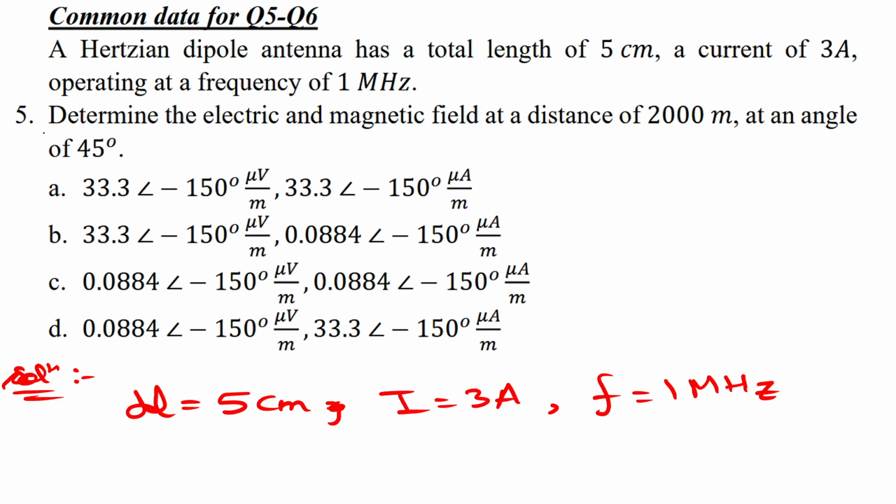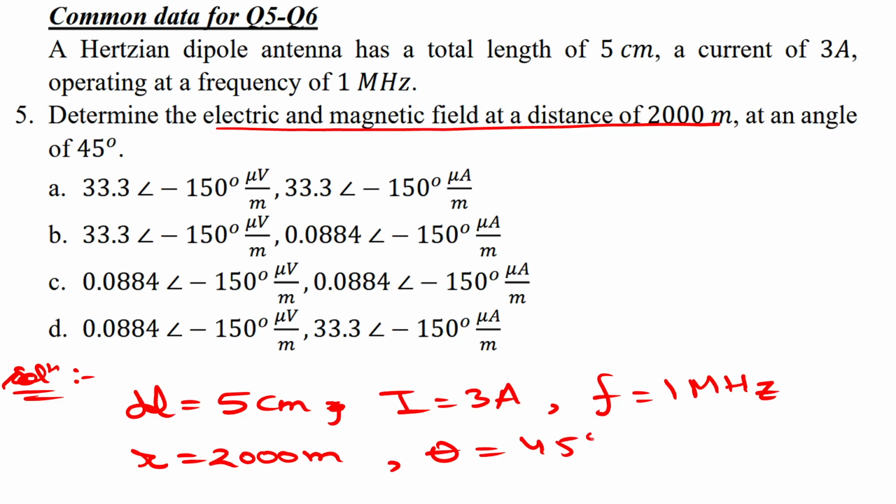And in question 5 we have to determine the electric and magnetic field at a distance of 2000 meters at an angle of 45 degree. So what the question is asking is we have to find the electric and magnetic field intensities at a distance of 2000 meters or 2 kilometers. So our first step should be we have to find out whether this 2000 meters lies in the far field or the near field of that Hertzian dipole, and theta is given as 45 degrees.